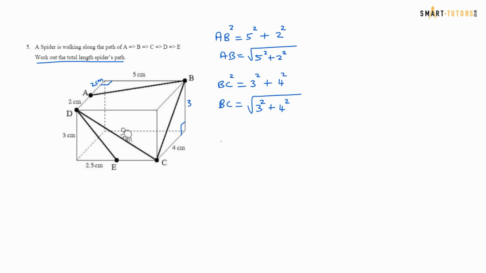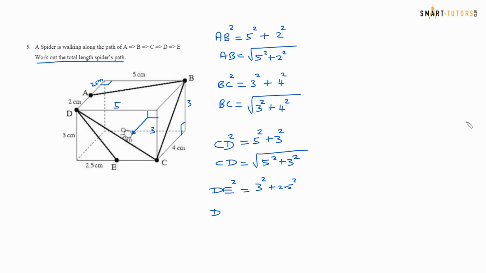Now CD. So CD squared. CD is the diagonal again. So this is 5 and this is 3. This is the right angle, so this is the hypotenuse. So CD squared equals 5 squared plus 3 squared, and CD equals square root of 5 squared plus 3 squared. Finally, DE. DE squared equals 3 squared plus 2.5 squared, and DE equals square root of 3 squared plus 2.5 squared.